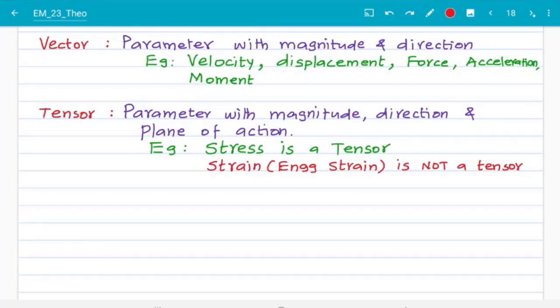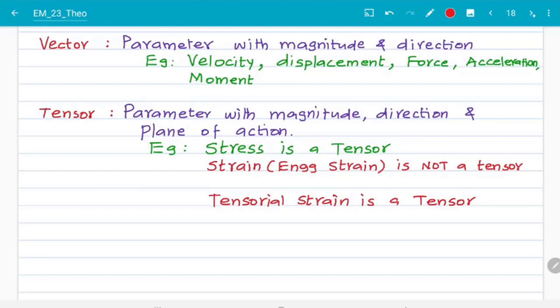We have to convert the engineering strain into tensorial strain. Once it is converted, with a very small modification, we can go for transformation. That is, we can use the Mohr circle. Tensorial strain is a tensor.